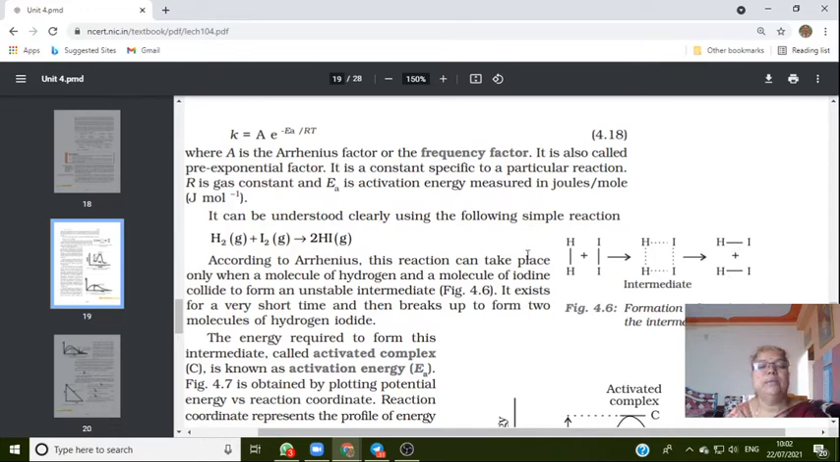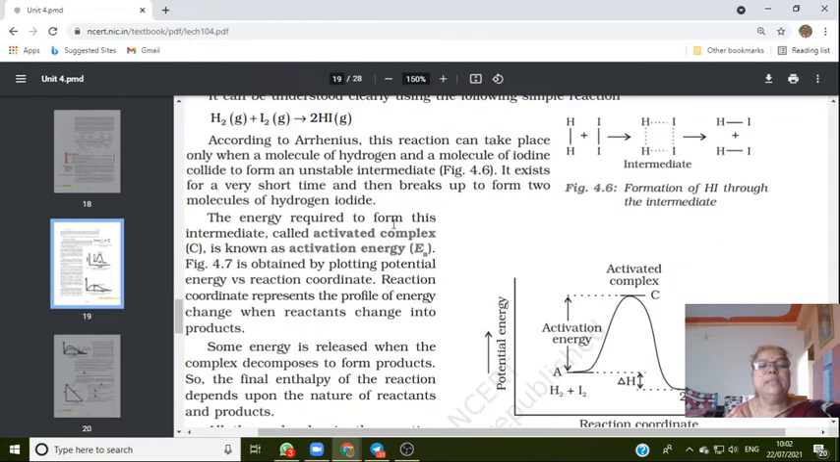and immediately there is a formation of two molecules of HI. Then according to Arrhenius, this reaction can take place only when a molecule of hydrogen and a molecule of iodine collide to form an unstable intermediate. It exists for a very short time and then breaks up to form two molecules of hydrogen iodide. Here, the energy required to form this intermediate, called the activated complex, is known as activation energy.